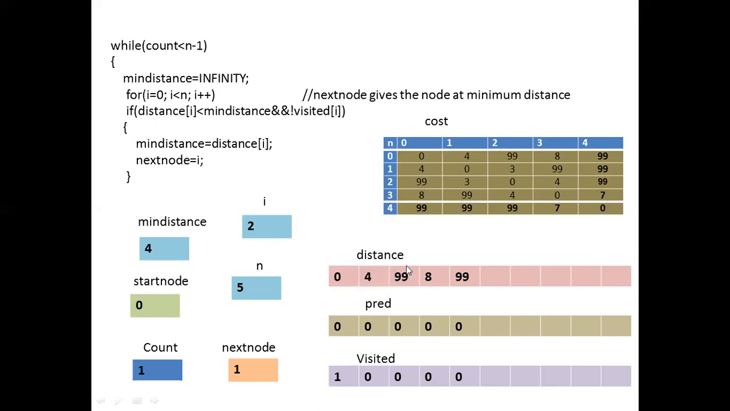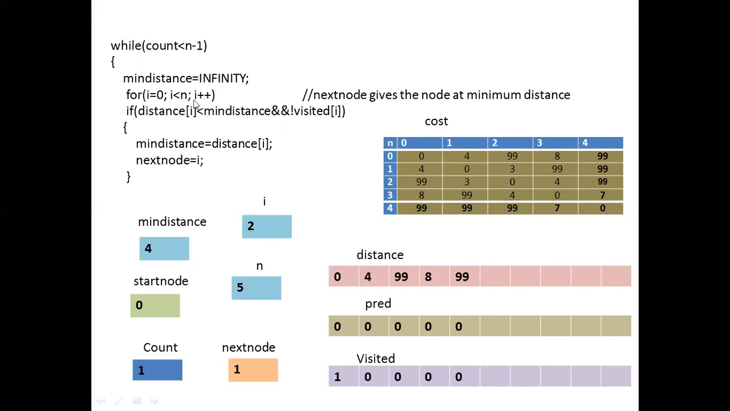Here you can observe distance of 2 value is 99. Is it less than mean distance value, which is 4? Now obviously 99 is not less than 4. Condition fails. Then what will happen? The controller won't execute this block of statements. It will go back to the for loop beginning.